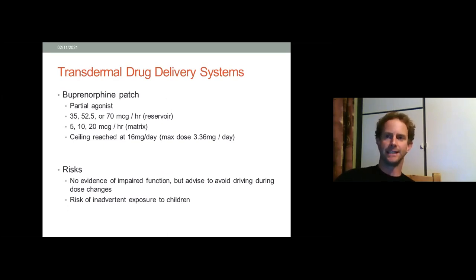You don't tend to get an antagonistic effect until 16 milligrams a day. And the most you could ever get from a buprenorphine patch is about 3 milligrams a day, and that's putting on 2 of the max dose patches.